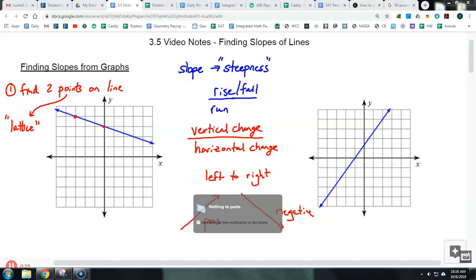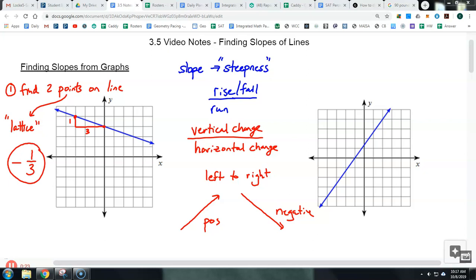So now that I've got 2 points locked down, I want to find the vertical change and the horizontal change. So moving from left to right, you always want to go left to right. It looks like we went down 1, and then we went right 3. So down 1, right 3. So my slope then is going to be down 1, right 3. I know it's negative because the line is decreasing from left to right.